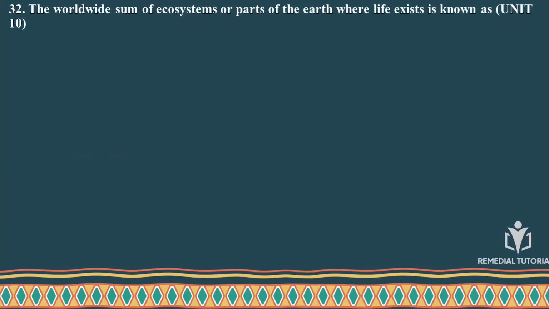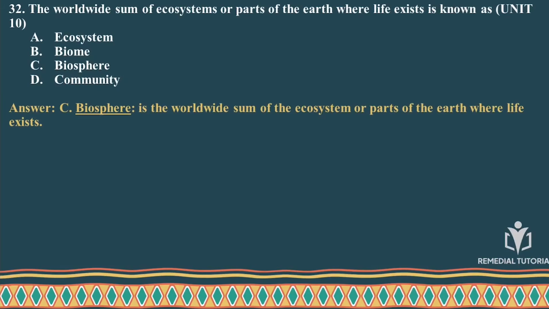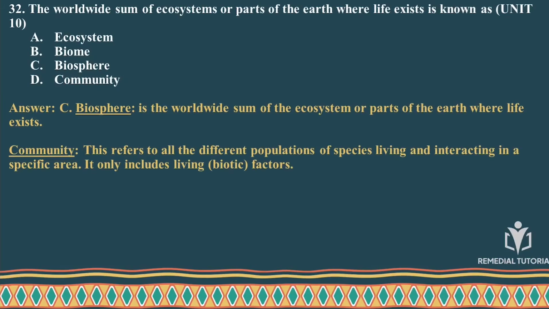Worldwide sum of ecosystems or part of the earth where life exists is known as: A. ecosystem, B. biome, C. biosphere, D. community. Worldwide sum of ecosystems or part of the earth where life exists. This is the biosphere. Community refers to all the different populations of species living and interacting in a specific area.